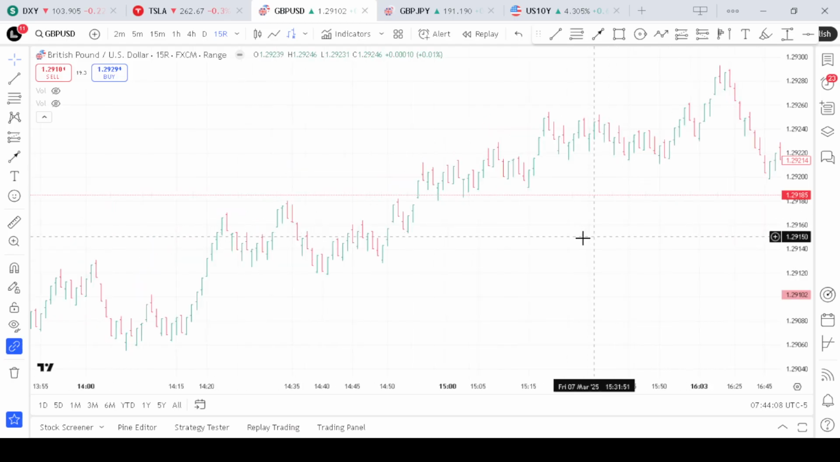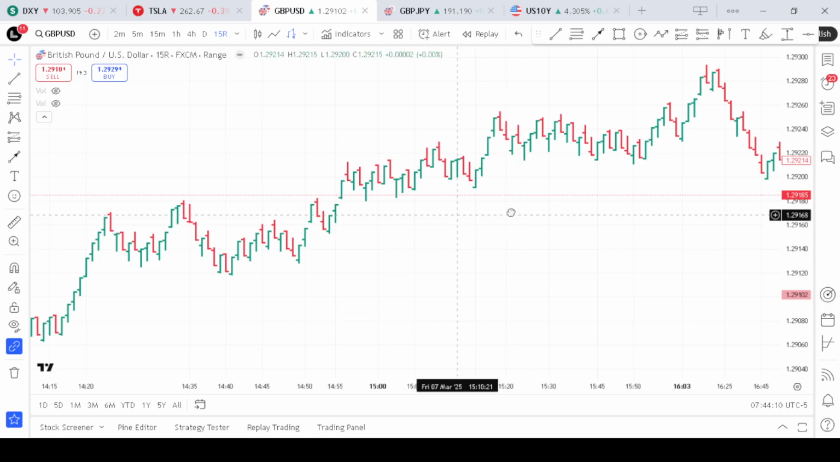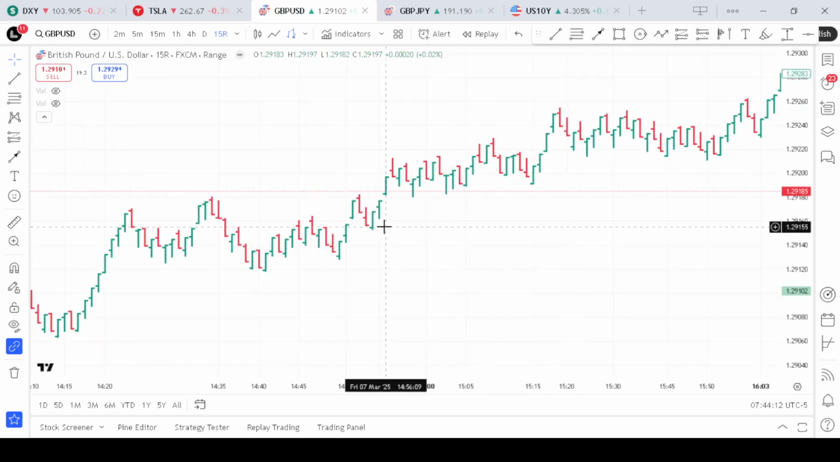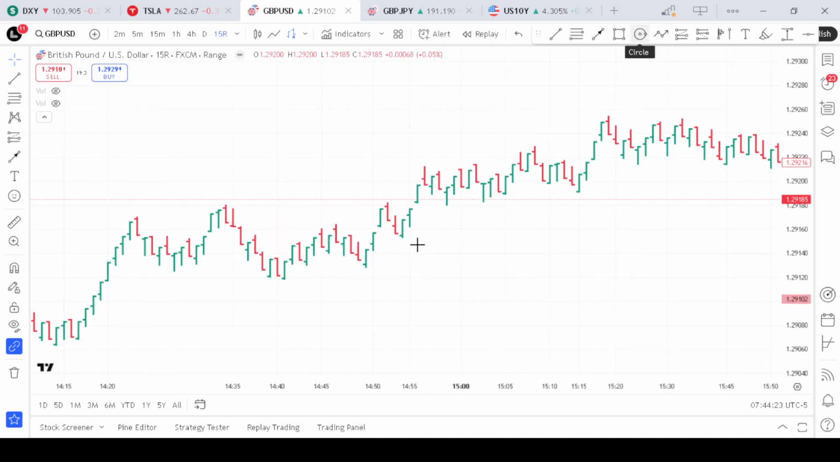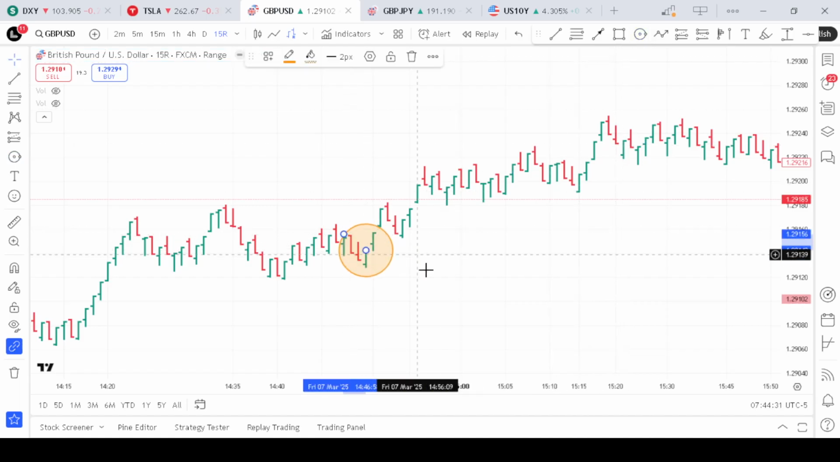For you to enter a long trade, you enter when the range bar closes above the previous bar high, as we can see from the example in this area. I repeat, for long trades, you enter a long position when the range bar closes above the previous bar high, indicating an upward trend.